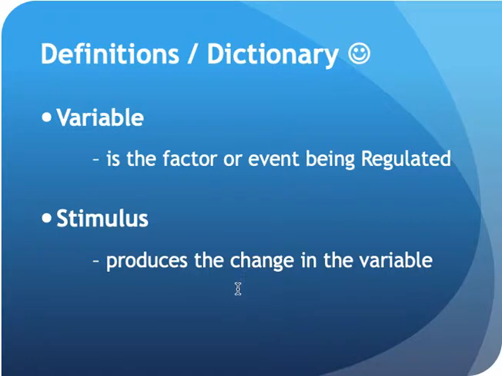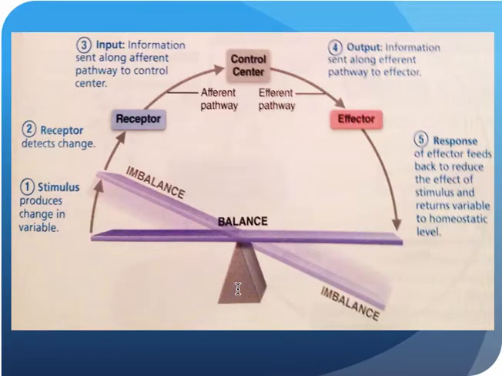Okay, but a lot of times you want to have an example, and you want to ask, do I know in the example what part each is playing, and that's what we're going to look at right now. So here is a little teeter-totter. We don't have an example yet, but we're just looking at how things work. If it's straight across, we're in balance, and if it's tilted to one side, we're out of balance. But here is my stimulus, and it's going to produce a change in the variable. And remember, the variable is the thing we're trying to control.